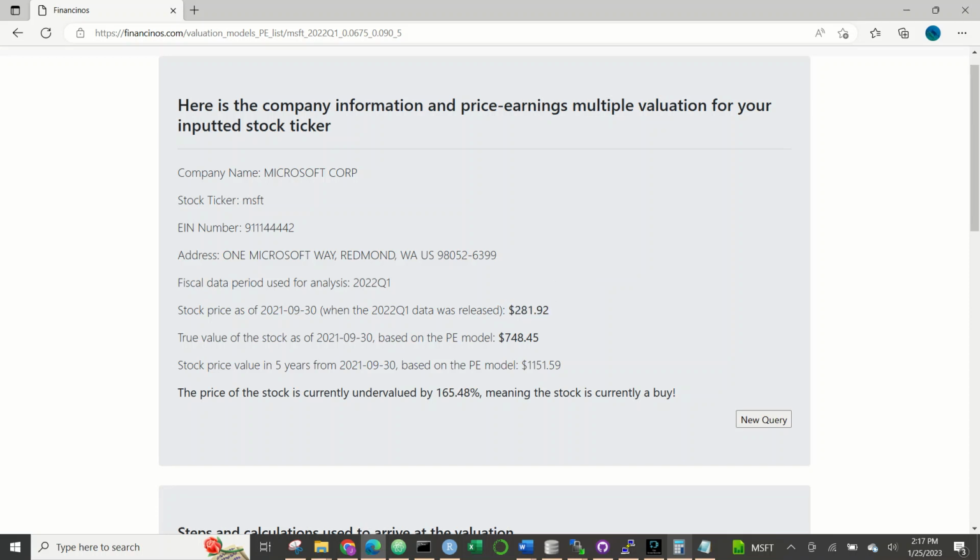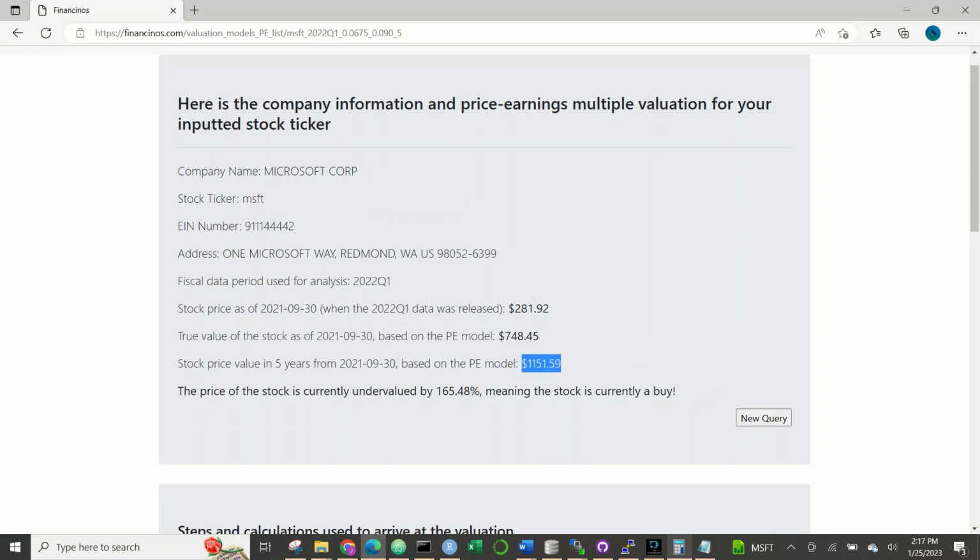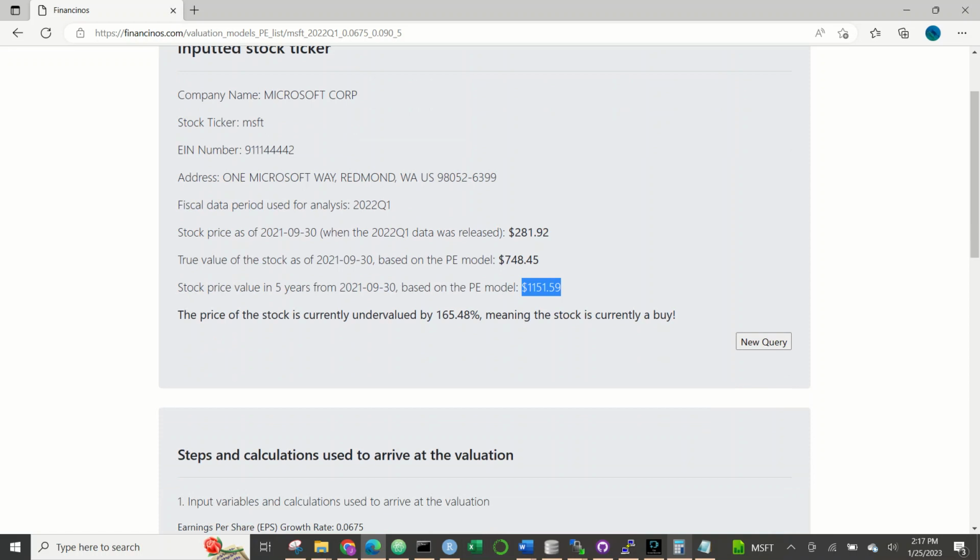The actual stock price as of September 30, 2021 was $281.92. Using the price earnings multiple model, it also predicts what the stock price would be 5 years into the future, which would be $1,151.59 here. So we can see that the stock is currently undervalued by 165%, because $748.45 is greatly higher than what the current stock price of $281.92 is. That means the stock was a buy back then, in September 30, 2021.